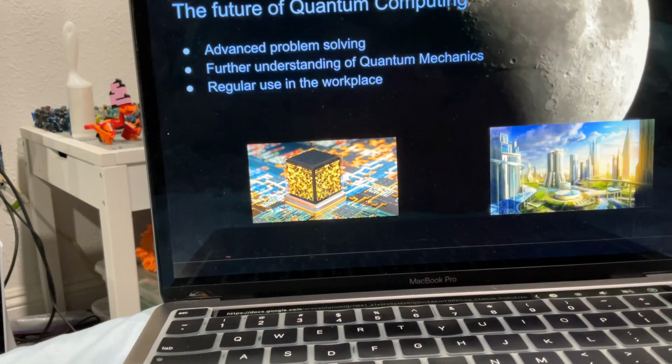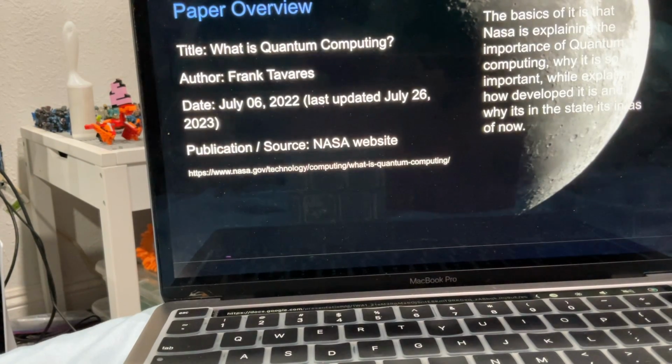And yeah, I'm running out of time. So this is my paper. It's called "What is Quantum Computing" by Frank Tavares. It was updated in July 2022, but actually it was updated in 2023, and that's the website.